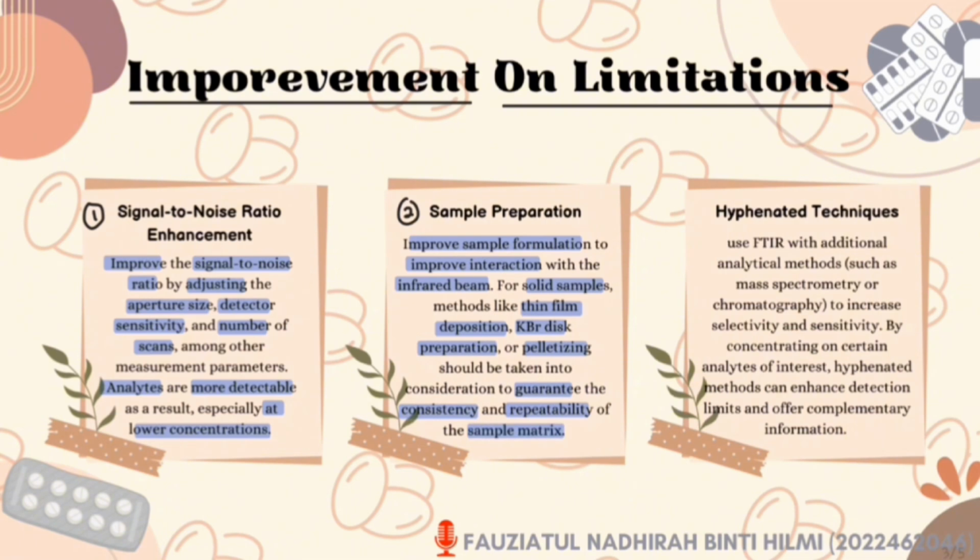The last improvement on the limitation of FTIR is using a hyphenated technique, which is FTIR combined with additional analytical methods such as mass spectrometry or mass chromatography to increase the selectivity and sensitivity. Other than that, hyphenated methods can enhance the detection limit and offer complementary information by concentrating on certain analytes of interest.